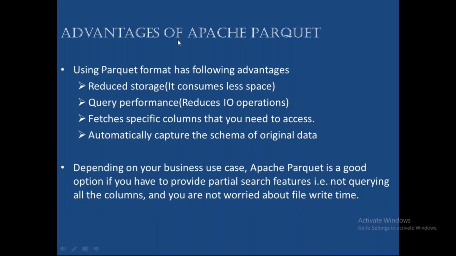Next, depending on your business use case, Apache Parquet is a good option if you have to provide a partial search feature. For example, in real time, from the source we used to get some 250 columns, 200 columns, but we don't require all those columns for reporting purposes or further processing. So we are going to remove at least 200 columns, and we will consider at most less than 50 columns, not even 50 columns. In this case, you are identifying specific columns and you want to read only those specific columns. That will be much faster in Parquet because all this data is stored column-wise. So that's why it says, depending on your business use case, Apache Parquet is a good option if you have to provide a partial search feature.